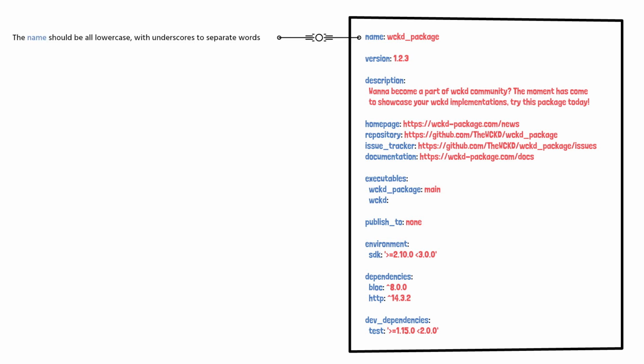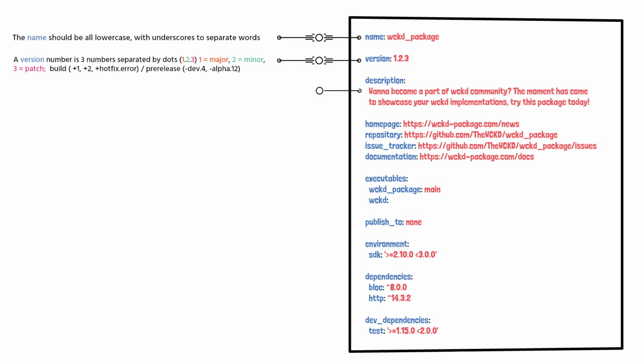Every package needs a name. It's how other packages refer to yours and how it appears to the world. The name should be all lowercase with underscores to separate words. Every package also needs to have a version. A version number is required to host your packages on the pub.dev site, but it can be omitted for local-only packages. A version number is three numbers separated by dots. The first number is the major, the second is the minor, and the third is the patch. It can also come with build or pre-release suffixes.